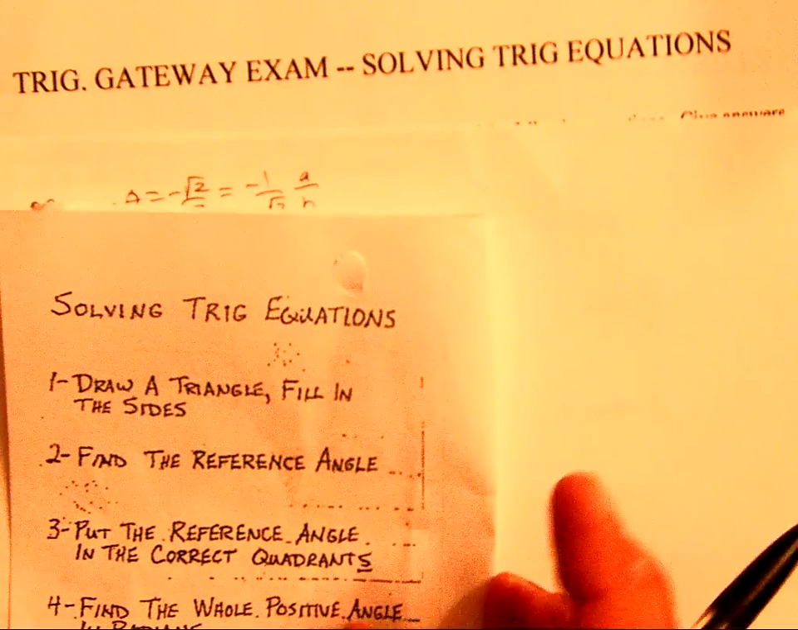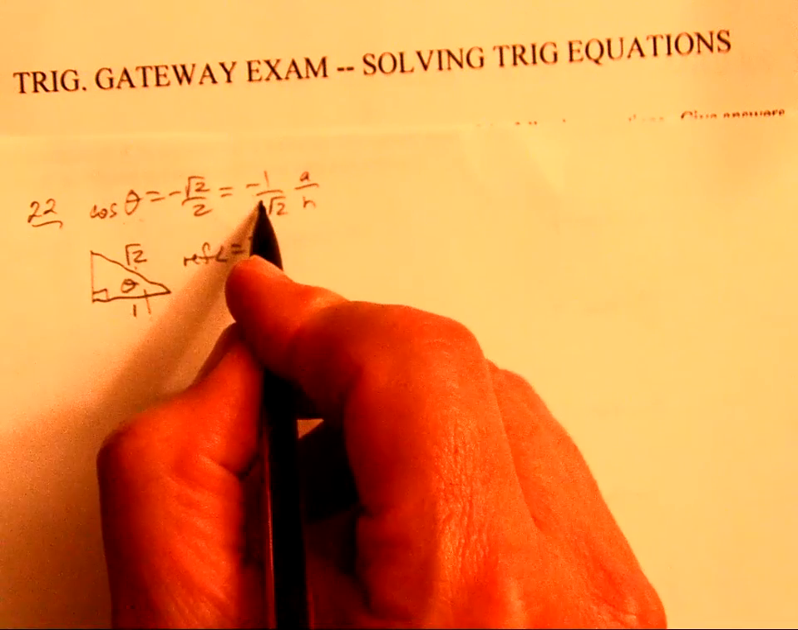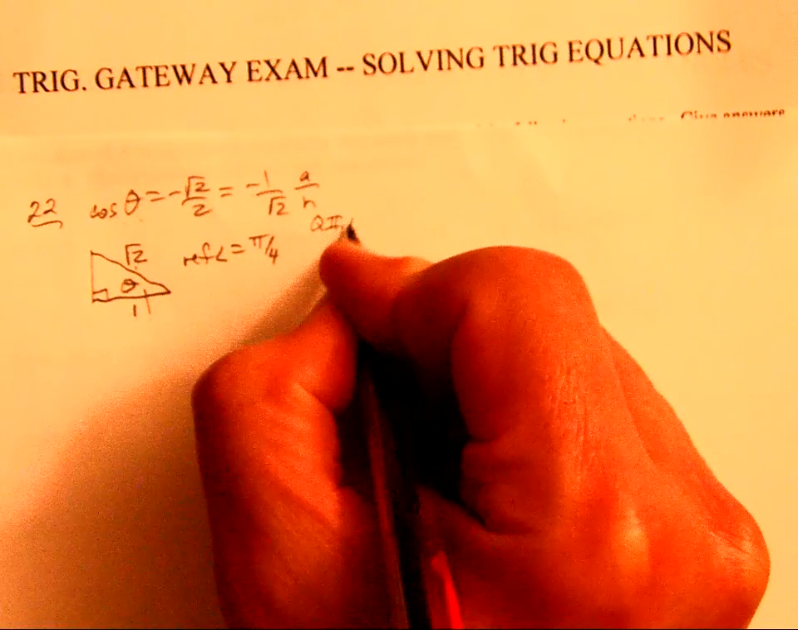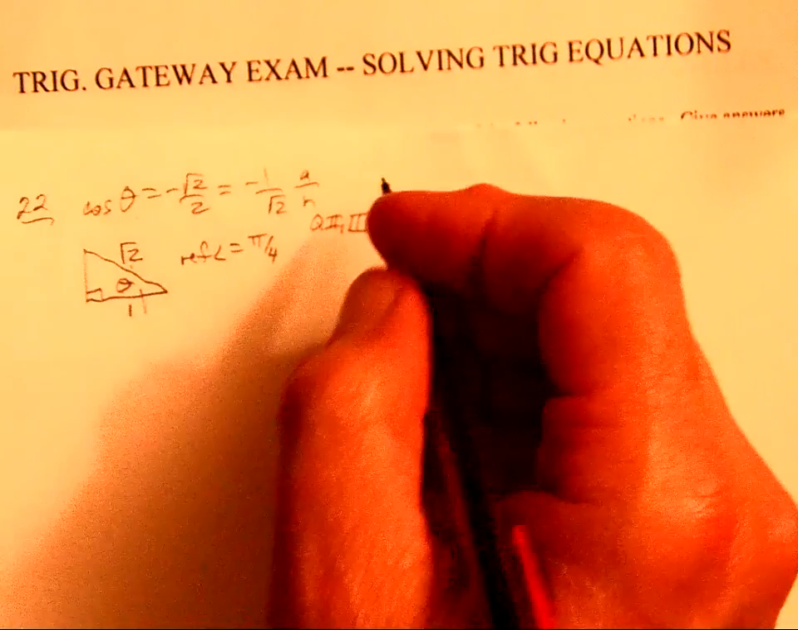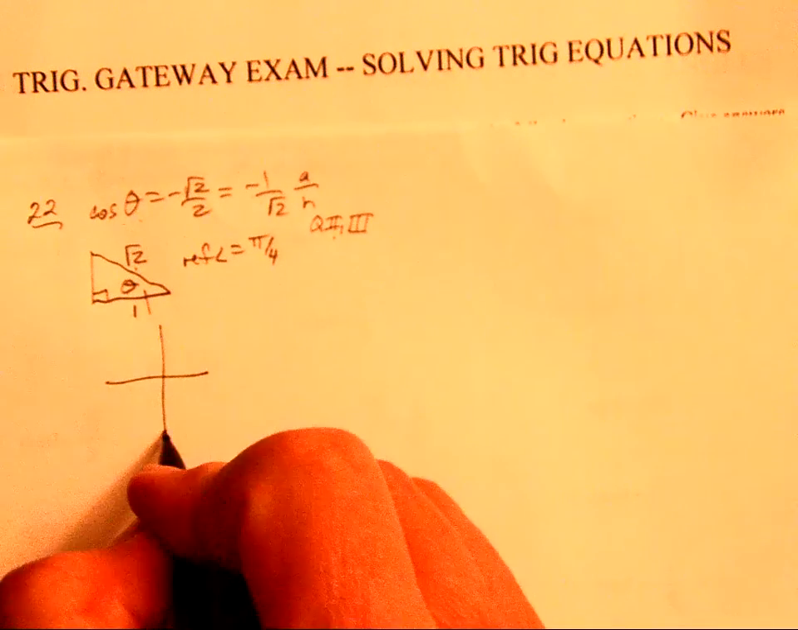So that was the first step, find the reference angle. Second step, put it in the correct quadrants. We get that from the negative sign. Cosine is negative in quadrants 2 and 3. You can do that by reasoning it out, or you can remember the all-star trig class. But cosine is negative in those two quadrants. So let's put it in quadrant 2.